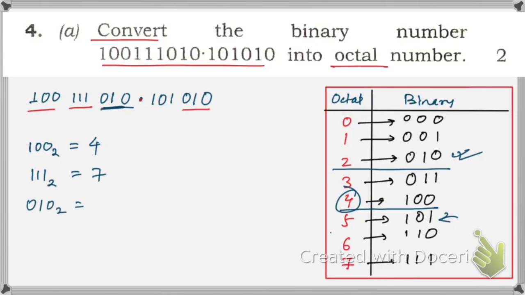010, that's going to be 2, right? Then after the decimal we have 101, which is again 5. Then 010, which is again 2, right?